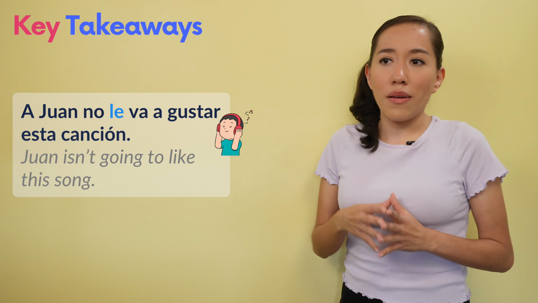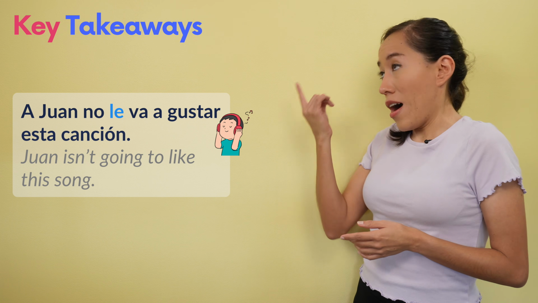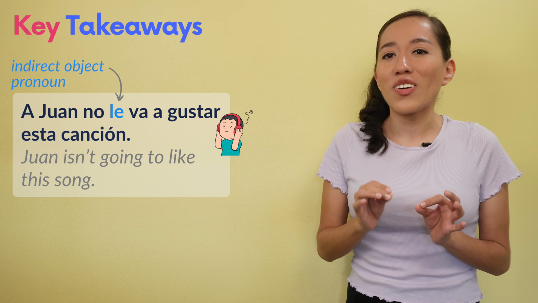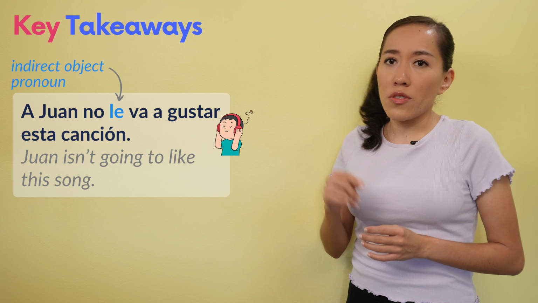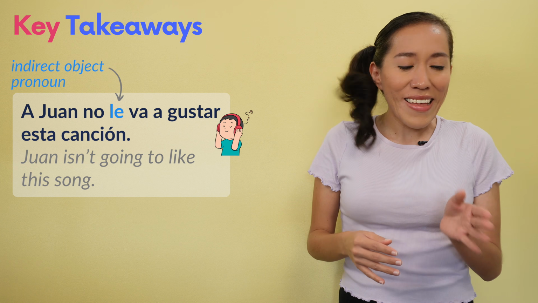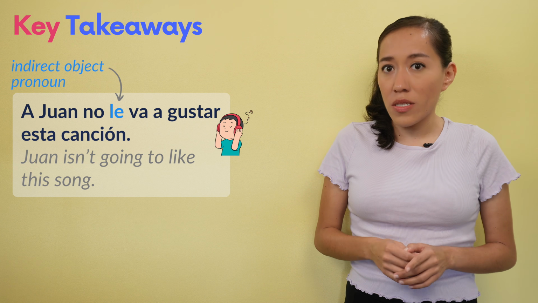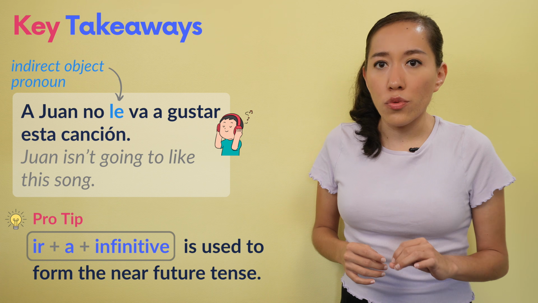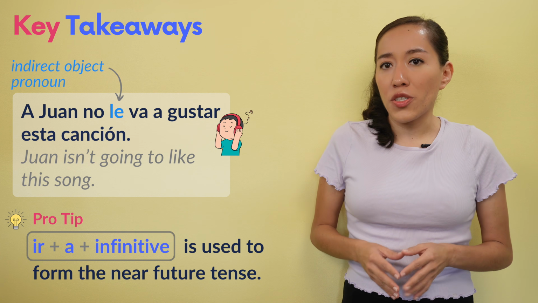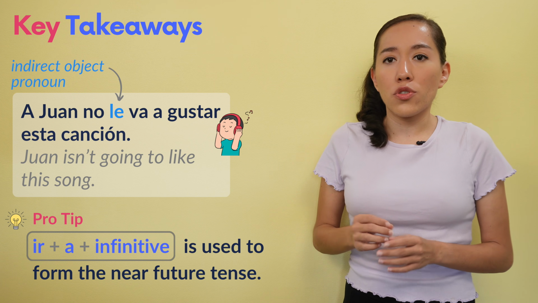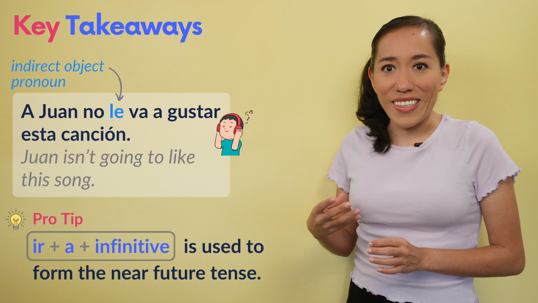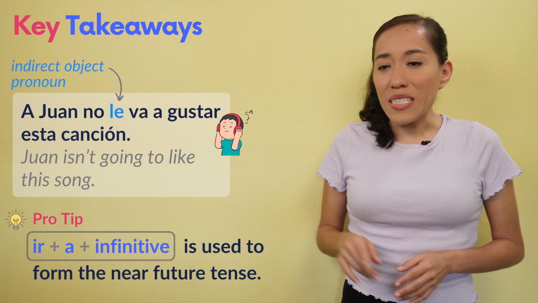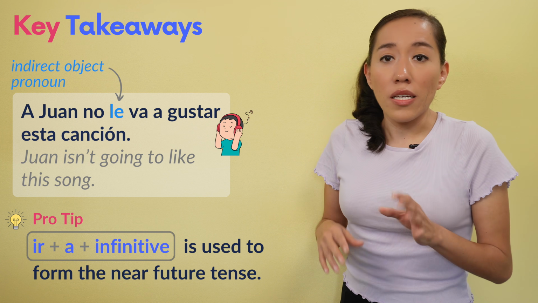A Juan no le va a gustar esta canción. I'm using indirect object pronouns porque gustar no se lleva bien con los pronombres de sujeto. I'm using indirect object pronouns because gustar doesn't get along well with subject pronouns. Observa que este ejemplo está usando el futuro próximo. As a reminder, in Spanish, to build the near future, usamos ir en presente más a más infinitivo. Because we're talking about likes, my infinitive verb needs to be gustar.